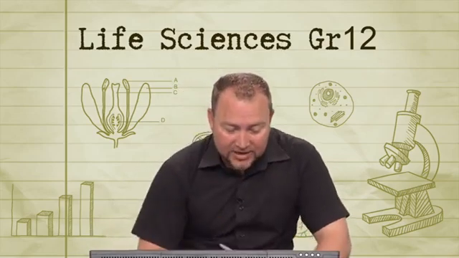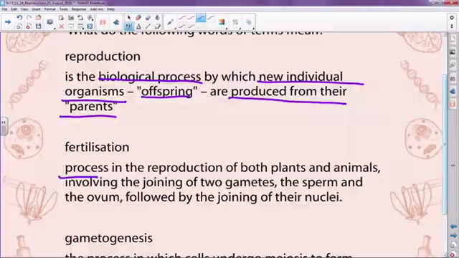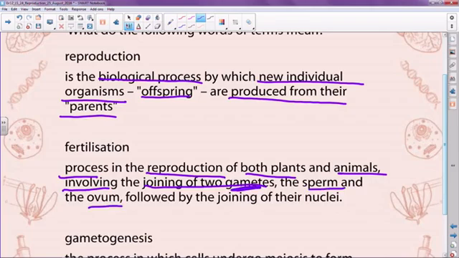The next one that we had a look at was fertilization. Fertilization is a process in the reproduction of both plants and animals. Remember, it happens in plants and animals. It involves the joining of two gametes. Very important to remember, gametes, the sperm and the ovum. Ovum is the better word for egg. This is followed by the joining of their nuclei.